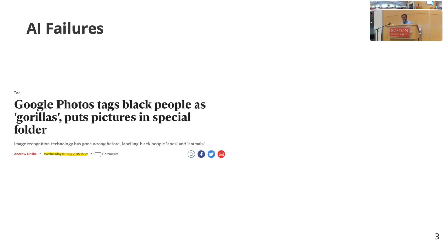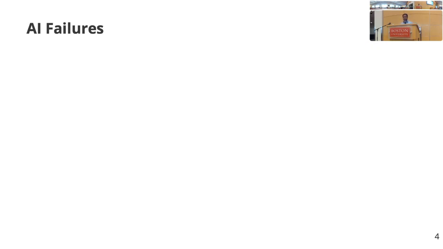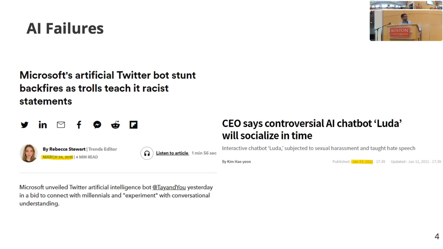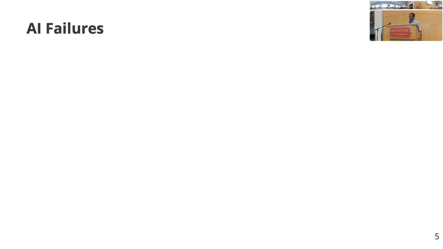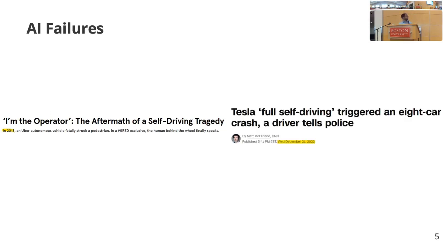So I'm going to start by covering 6 examples of contemporary AI failures. First, in 2015, Google's photos application tagged Black people as gorillas, and then 6 years later, Facebook's AI similarly put a primates label on a video fragment. In the chatbot realm, Microsoft's experimental chatbot was shut down in 2016 after internet trolls taught it hate speech, and then similarly in 2021, the South Korean chatbot was also taught hate speech. And lastly, in the autonomous vehicle domain, Uber's self-driving vehicle caused a fatal car accident with a pedestrian in 2018. And then in 2022, Tesla's full self-driving system caused a multi-car accident.